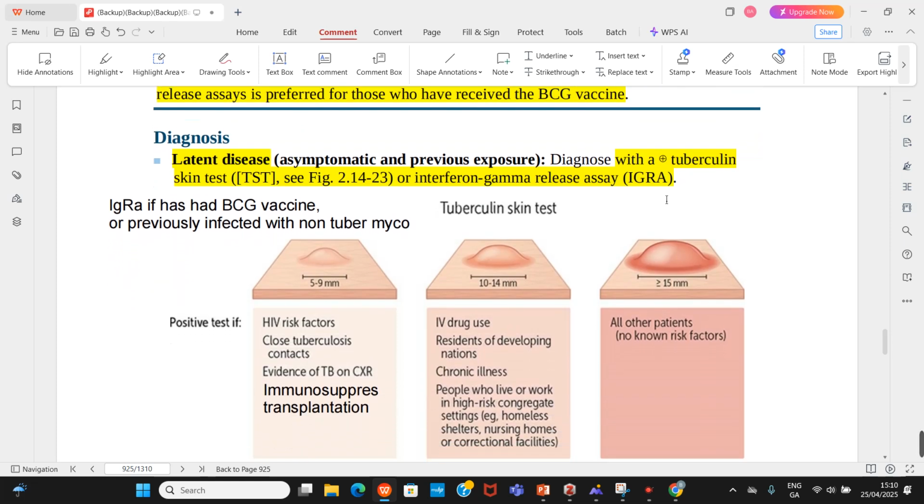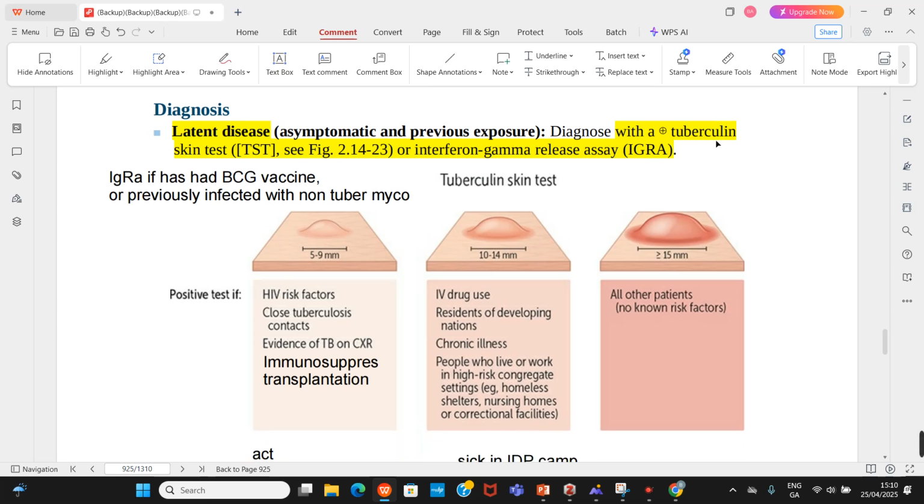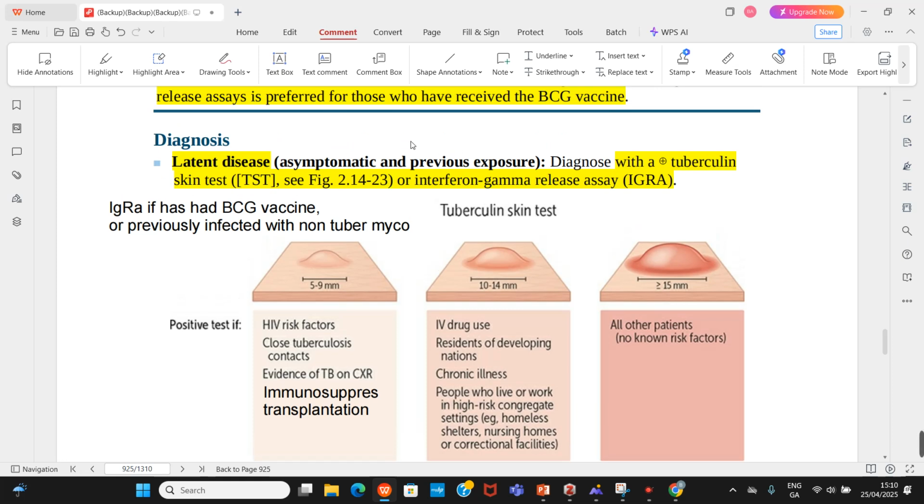So what is latent tuberculosis? Latent tuberculosis is tuberculosis in somebody that is exposed to the tuberculosis infection, but the person is asymptomatic. Now, to diagnose that, we can use the tuberculosis skin test, which is the Mantoux test, or we can use the interferon gamma release assay. But if somebody has been given the BCG vaccine before, it is best to pick IGRA. So let us pay attention to that in our exam.